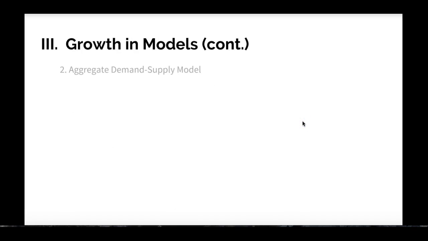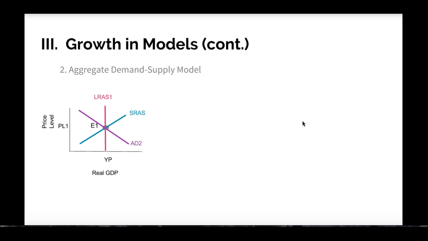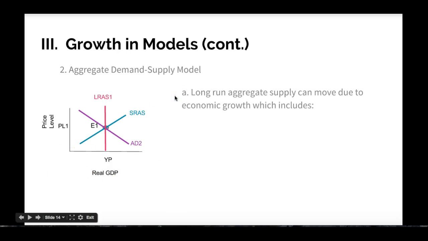The other model that I wanted to talk about is the aggregate demand and aggregate supply model. If you remember, we had this kind of a scenario. So we've always dealt with aggregate demand curve moving or the short run aggregate supply curve moving. Well, long-run aggregate supply could potentially move. We haven't moved this curve. Did you notice that? That could potentially move. So it could move due to economic growth, which includes increases in physical capital.